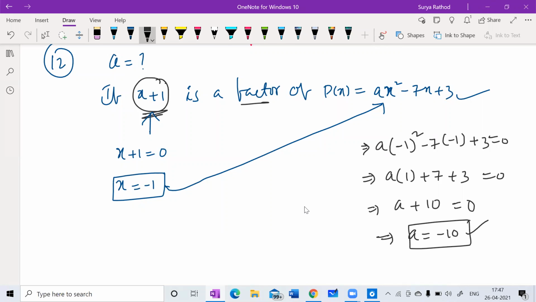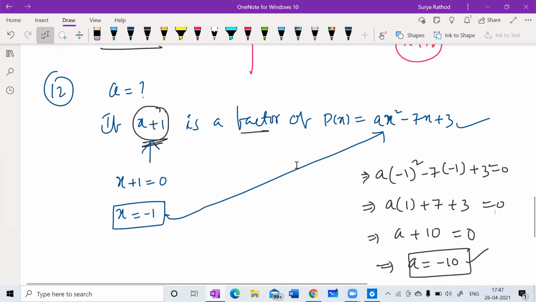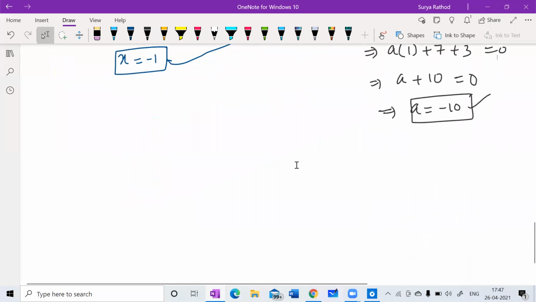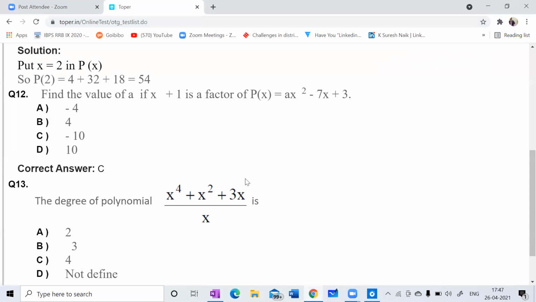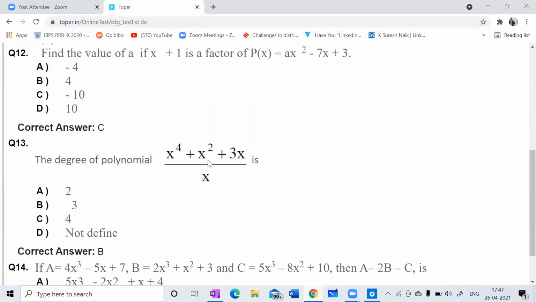So in tomorrow's session, hopefully we'll discuss factor theorem. Then we can solve many questions, so you can understand in a clear cut way. Tomorrow I'll be talking about factor theorem and related questions, and tomorrow we are going to finish polynomials lesson. All right. In the next class we are going to discuss the question papers. Look at the 13th question.